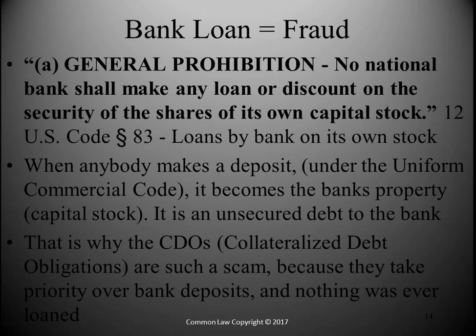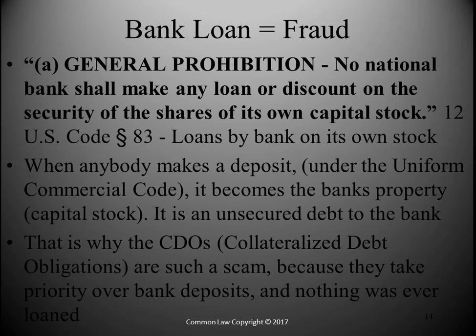This is Title 12 United States Code, Section 83, loans by bank on its own stock. No national bank shall make any loan or discount on the security of the shares of its own capital stock. Now, you have to understand that when anybody makes a deposit to a bank, under the Uniform Commercial Code, it becomes the bank's property. So then that's their stock. It's an unsecured debt to the bank. That's true. But it still becomes the bank's property. They're in a contract to give it back.